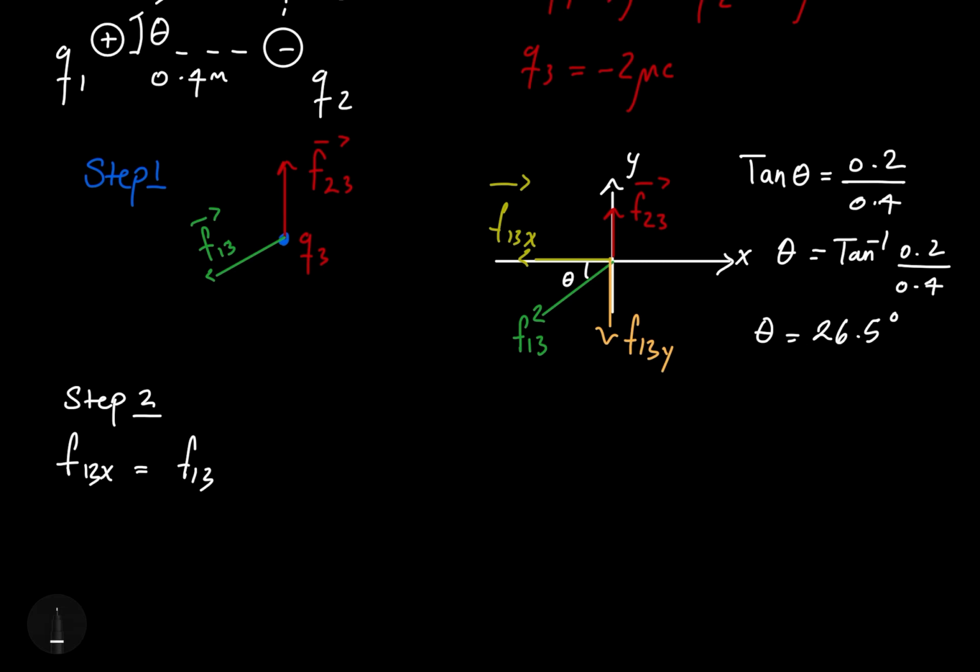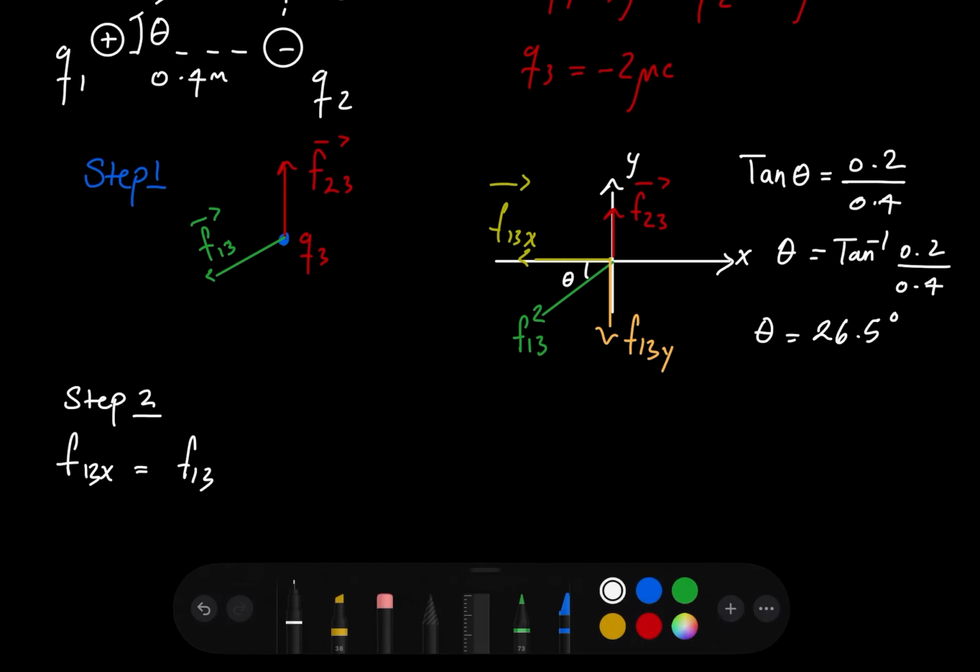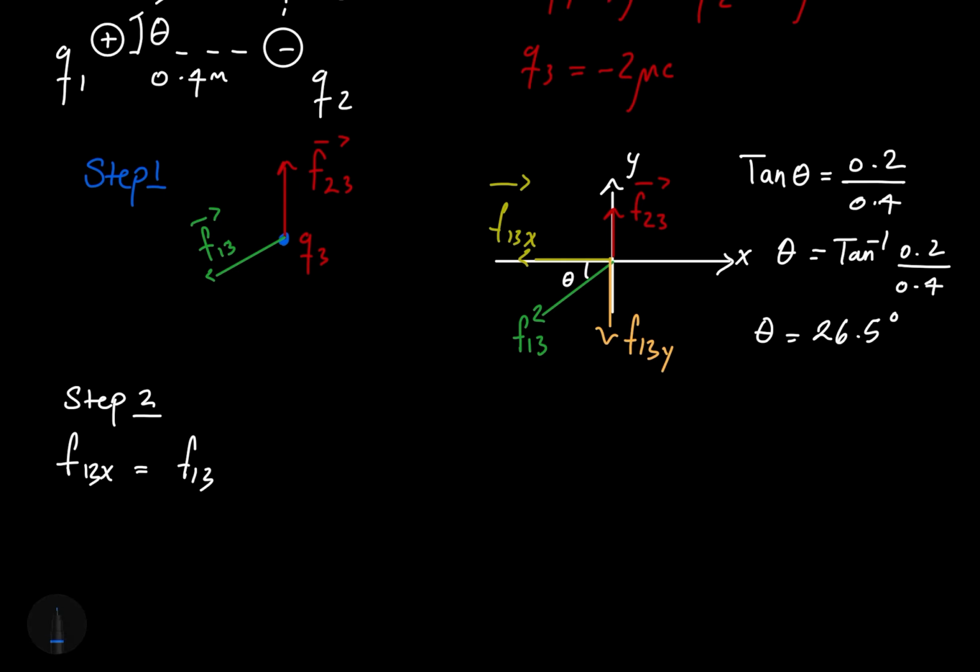That's the components of the force of 1 on 3 times the, okay, now in order to find out what trigonometric ratio you're going to use, you have to see whether that side is adjacent to theta. Because F13x is adjacent to theta, you can find it by using cosine. So F13 times cosine of theta, which is cosine of 26.5. And F13y is going to be F13 times sine of 26.5.